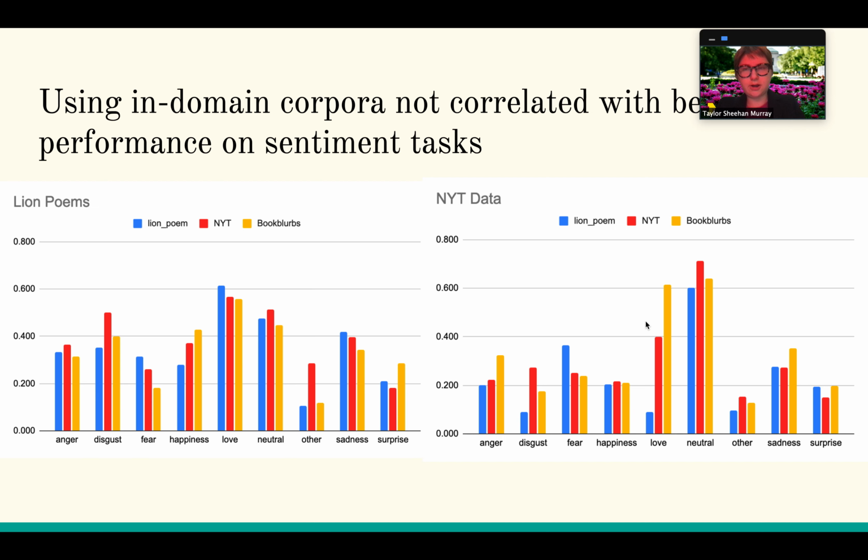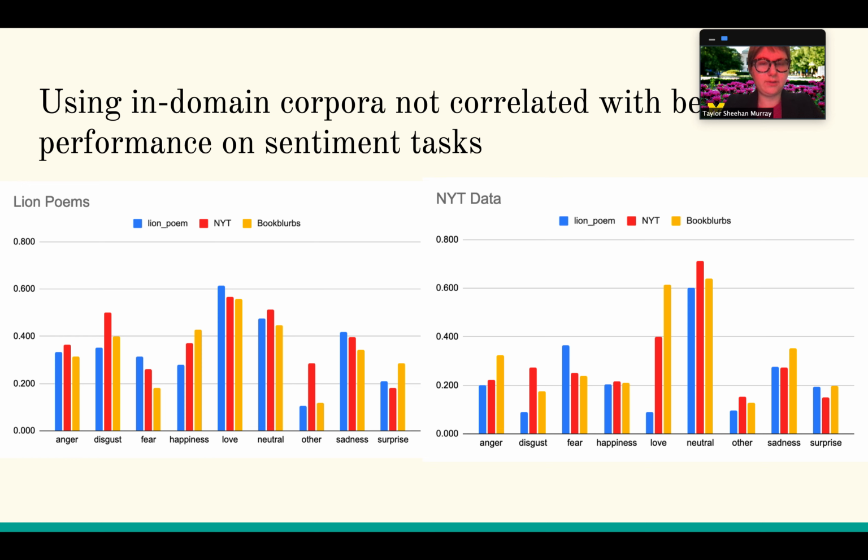And even further, we can see that in each of these cases, in the first case, for each of these emotions we have here, we want the line poems, which is the blue bar, to be the highest in each of these cases, because this is testing on line poems. However, we don't really see that. It's very all over the place.